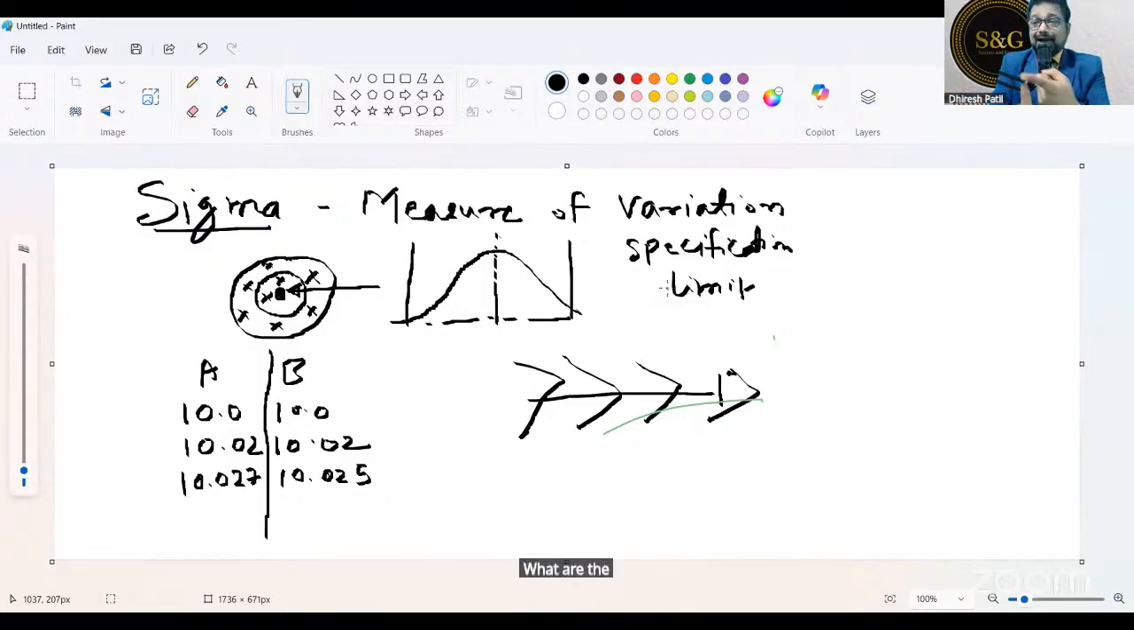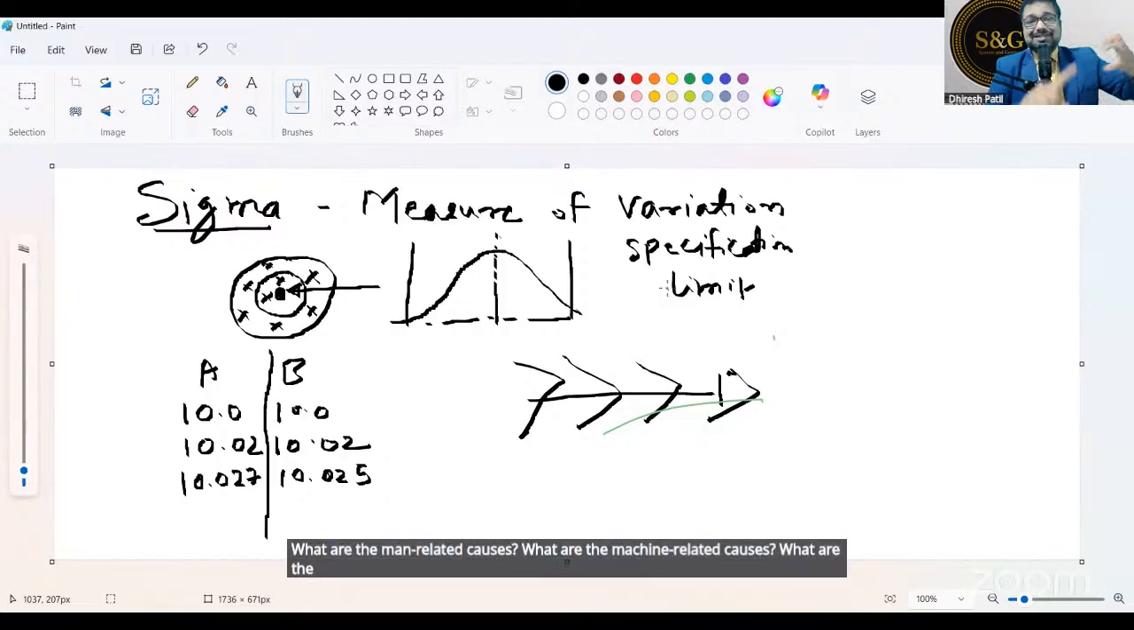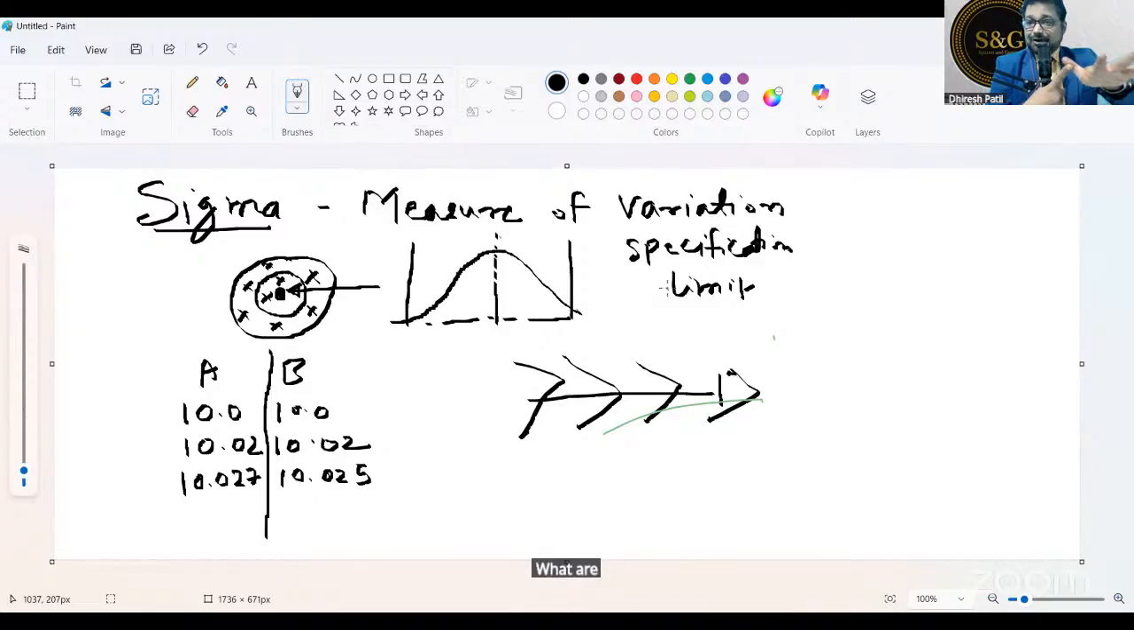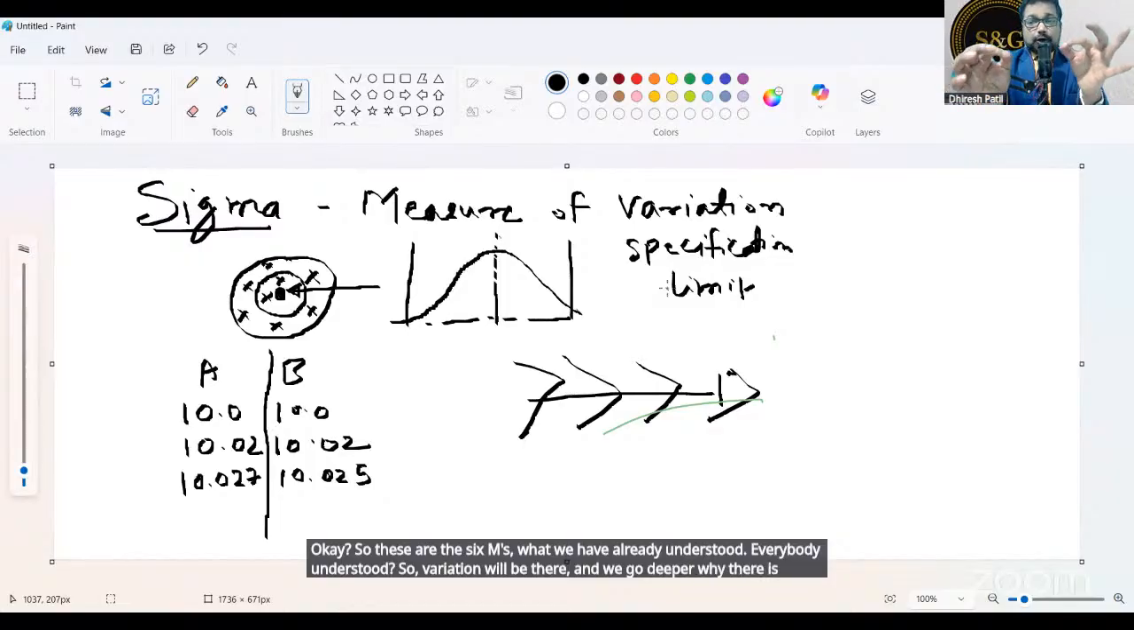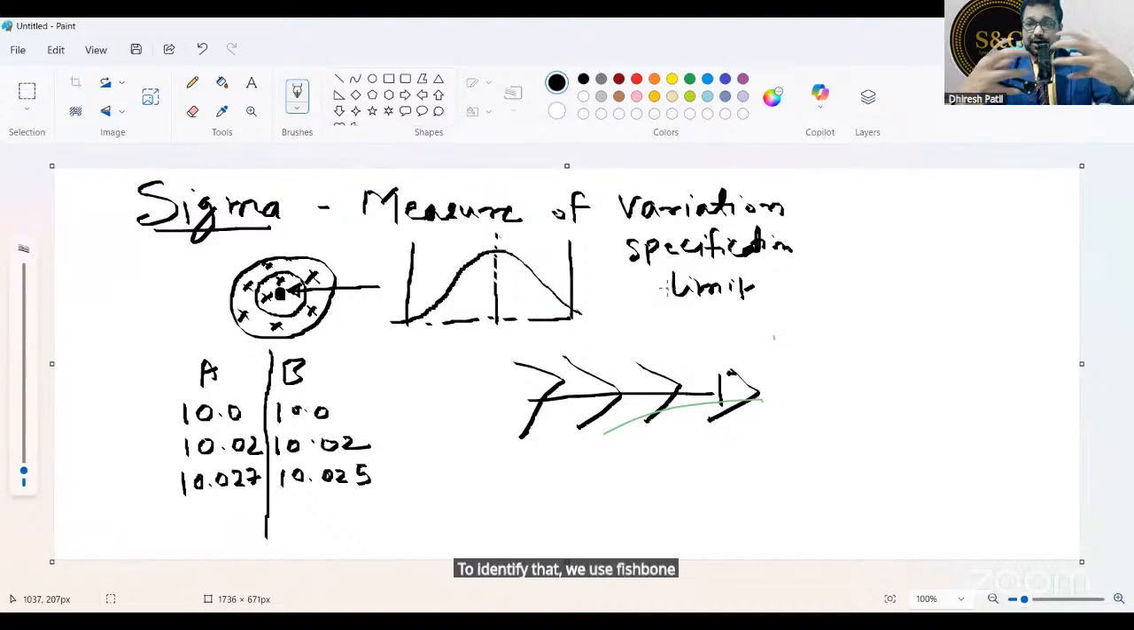What are the man-related causes? What are the machine-related causes? What are the material-related causes? What are the measurement-related causes? What are the method-related causes? What are the mother nature-related causes? Okay, so these are the 6 M's, what we have already understood. Everybody understood? So variation will be there, and we go deeper into why there is a variation. To identify that, we use fishbone analysis to explore the contributors of the variation.